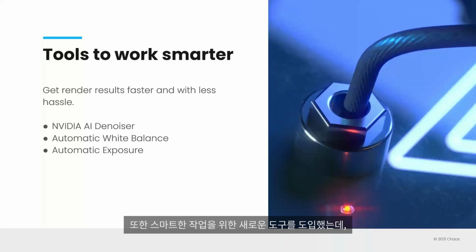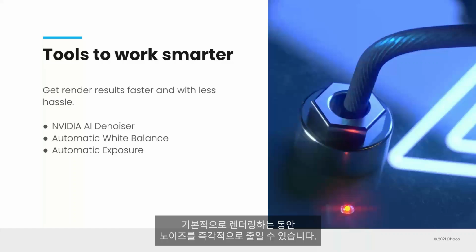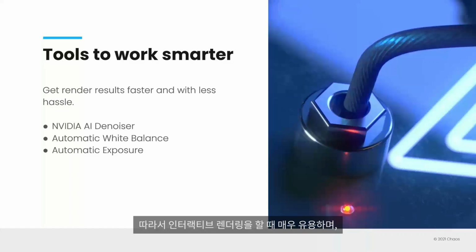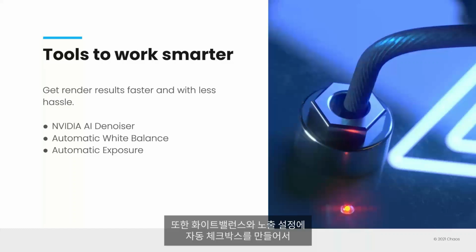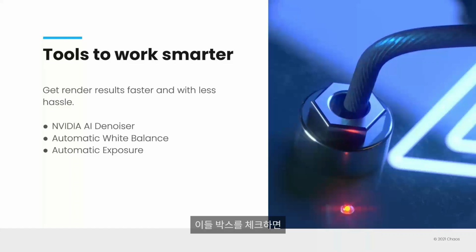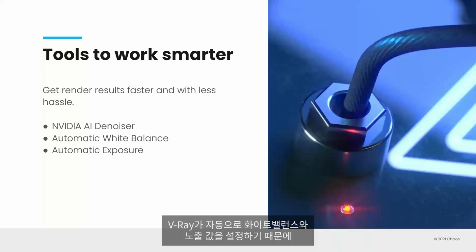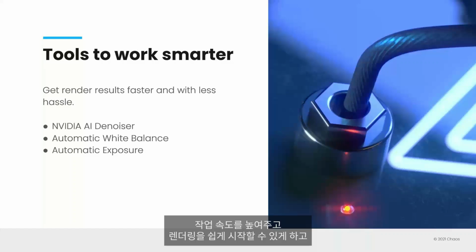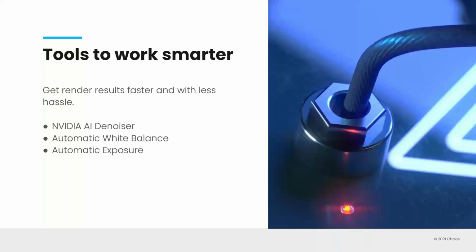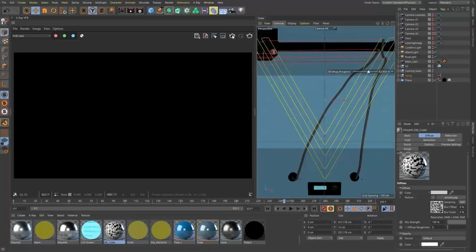We've also introduced some exciting new tools to work smarter. In particular, we've integrated the NVIDIA AI denoiser. This is an AI accelerated denoiser. It basically will allow you to instantly reduce noise while you're rendering. So it's incredibly helpful for when you're doing interactive rendering and just trying to get a preview without any noise as quickly as possible. We've also made it so that we have automatic checkboxes now for both the white balance and exposure settings. So you can just check those on and V-Ray will automatically set the white balance and give you the proper exposure value without needing to go into any camera settings. So again, speeding up your workflow and just making it easier to get started rendering and focus on getting a nice looking image. You can see an example here.